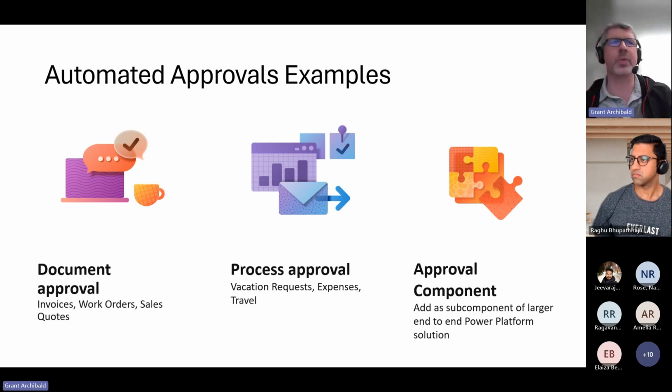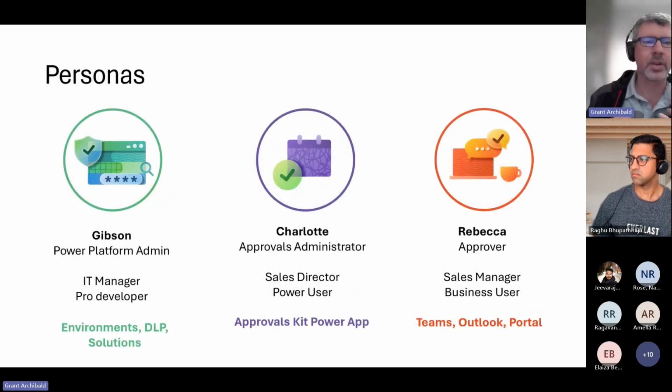Generally, we see three personas involved in using automation and approvals. One we created is called Gibson, the more traditional administration persona, who goes through setting up the Power Platform environment, setting up the policies around how the connectors work for non-business and business connectors, and importing and setting up the automation kit solution.